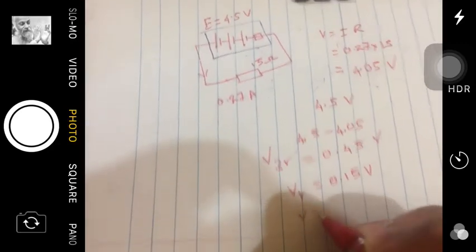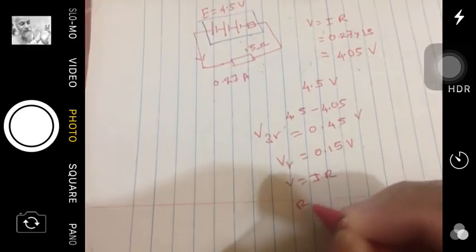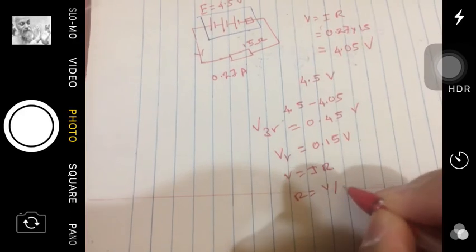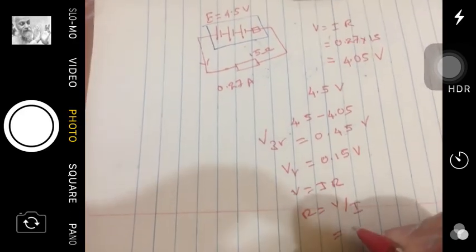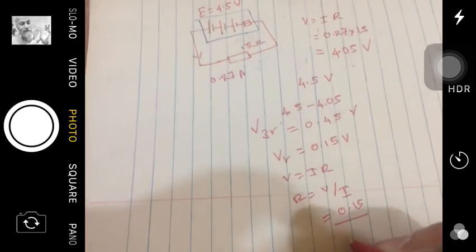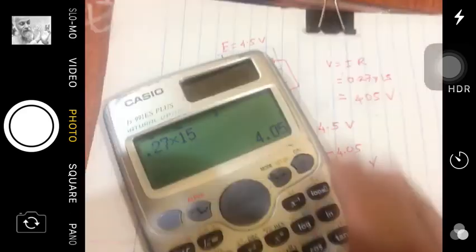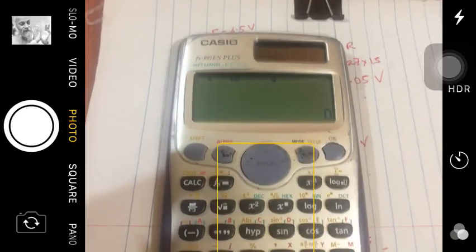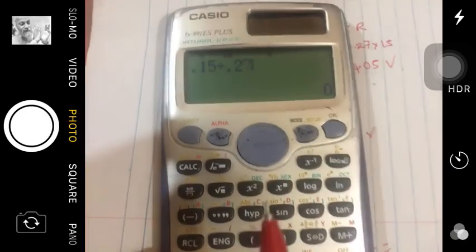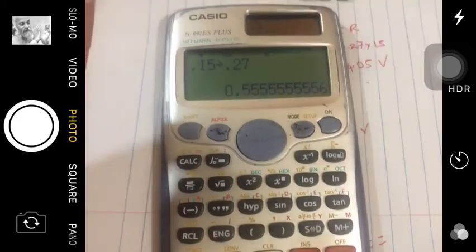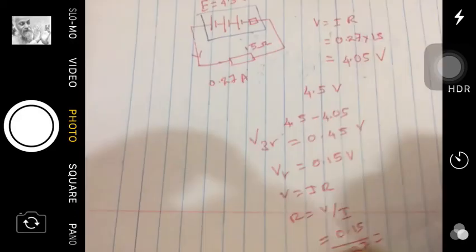So V is equal to IR and R is equal to V over I. 0.15 divided by 0.27, 0.56 ohms.